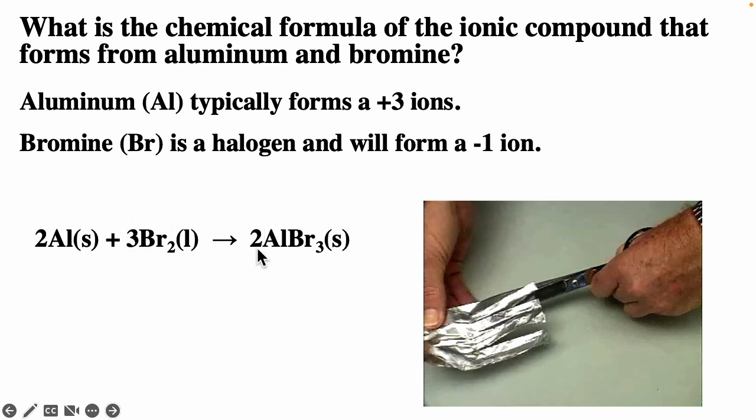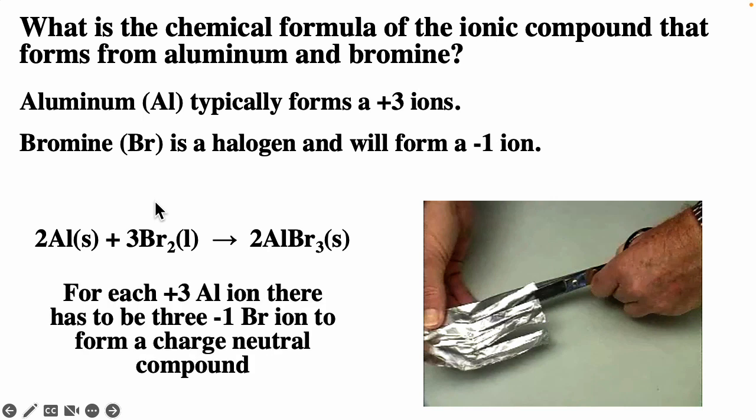Means we'd have to put a 2 there. And then if we put a 2 there, that means we have to put a 2 on the aluminum. Again, we want the product to be AlBr3, and the reactants are Br2 and aluminum. And then to balance it, that's what gives these coefficients in front. So for each aluminum, you'll need 3 bromide ions to make sure that the ionic compound is charge neutral.